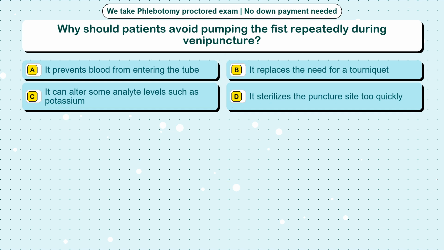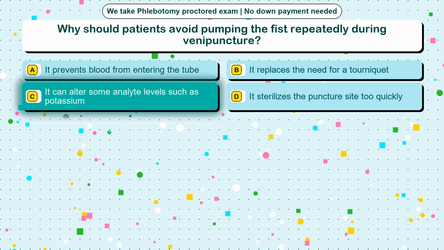Question 72. Why should patients avoid pumping the fist repeatedly during venipuncture? Option A. It prevents blood from entering the tube. Option B. It replaces the need for a tourniquet. Option C. It can alter some analyte levels such as potassium. Option D. It sterilizes the puncture site too quickly.